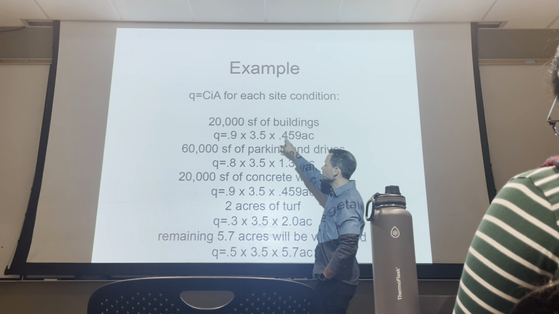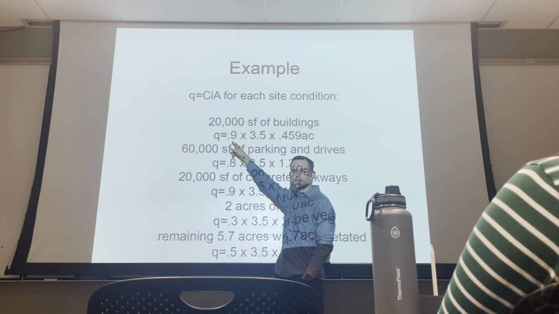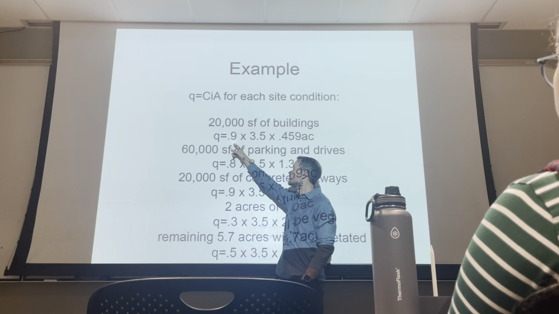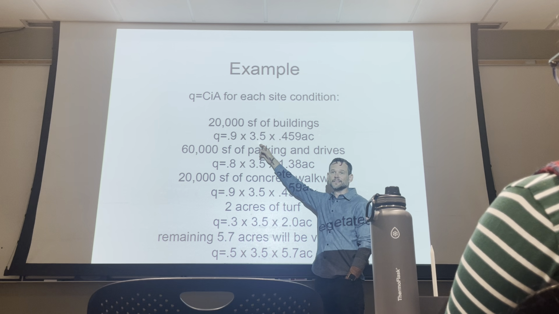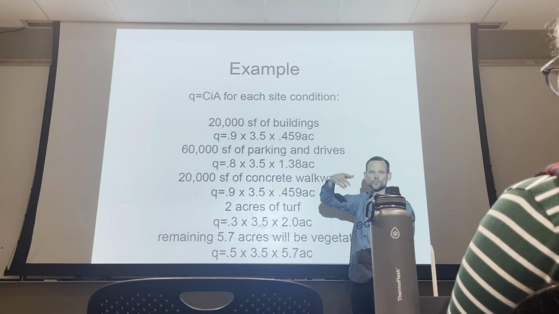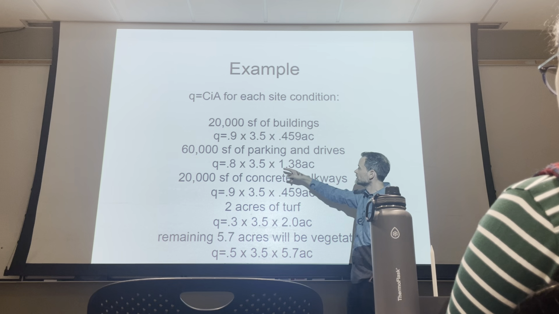The Q for my building is 0.9. 0.9 is the runoff coefficient for buildings, for roof, remember. Times 3.5. Why 3.5? That's my I, my storm intensity, times 0.459 acres. I converted my square footage of buildings into acres, okay? And that's going to equal something.